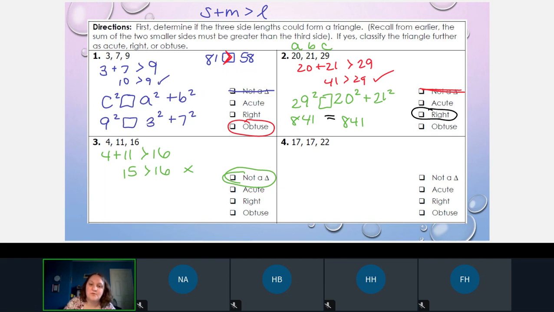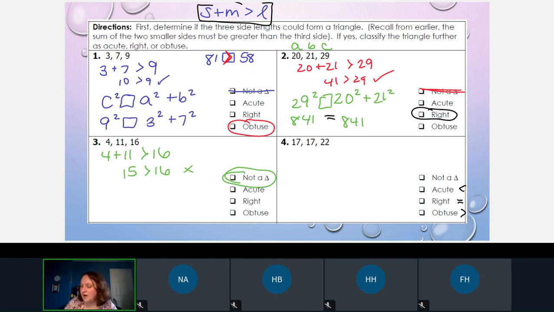Okay, so if it's not a triangle at all, then your triangle inequality will not hold. If it's acute, c squared is less. If it's right, c squared is equal. And if it's obtuse, c squared is greater than.